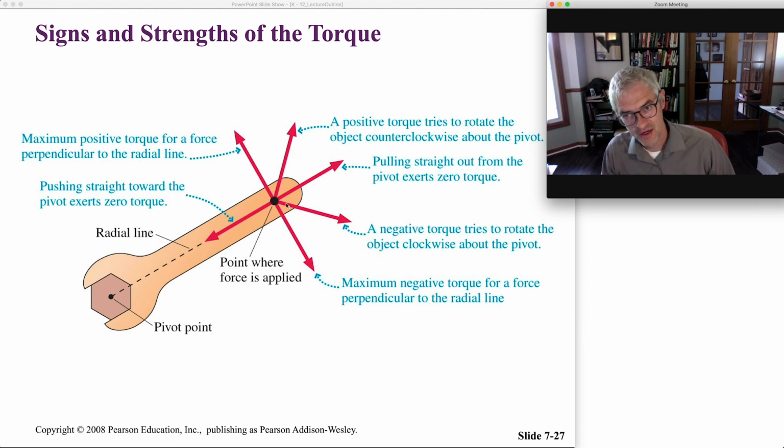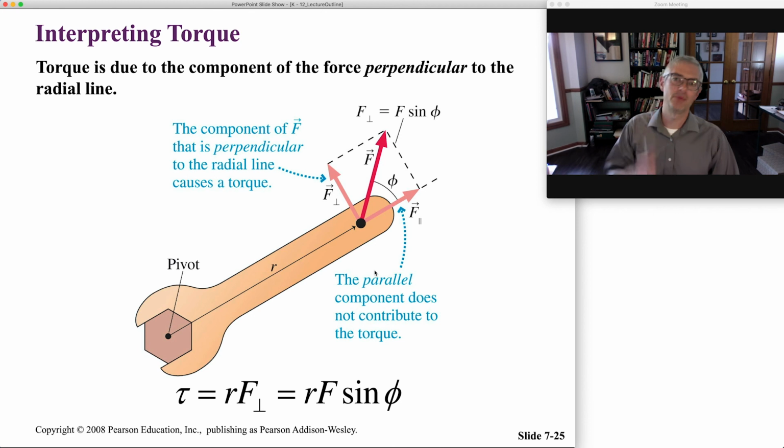Here, you're going to get maximum attempt at rotation, but it's going to try to rotate it clockwise, the way my mouse is moving. So it's coming down, and that's what we call negative. Now, we need to be able to calculate it.